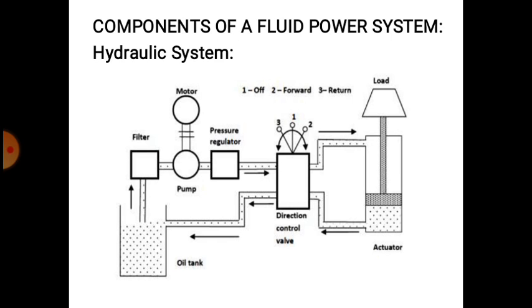So let us see the components of the power system. The reservoir is used to store the oil, the filter is used to filter the oil. Next, the pump to suck and deliver the oil in the system. To run the pump you require the motor. Next, pressure regulator, direction control valve, and direction control valve to the actuator. It is connected to the actuator. So after doing the work in the actuator, the oil is going to return to the reservoir. So the components of the hydraulic system are reservoir, filter, pump, pressure relief valve, direction control valve, actuator, accumulators. So these are different components which are used in the fluid power system.